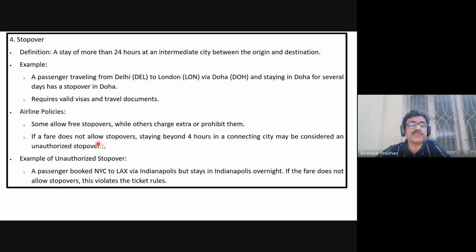If the fare does not allow stopover, staying beyond the connection in the connecting city may be considered an unauthorized stopover. So here is the conclusion for this, and remember the example of an unauthorized stopover: a passenger booked NYC to LAX via Indianapolis and stays in Indianapolis overnight. If the fare does not allow stopover, this violates the ticket rules.